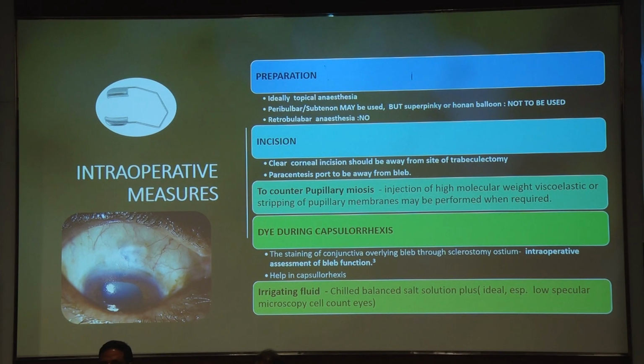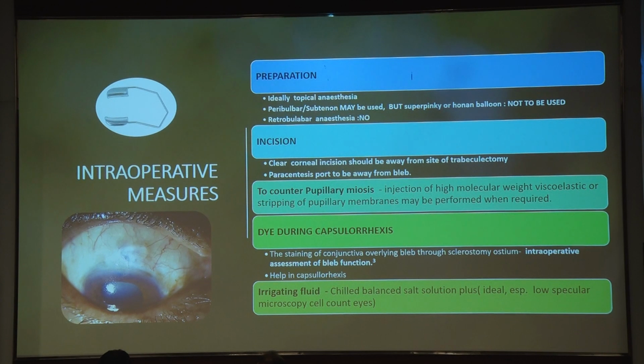Paracentesis port has to be away from the bleb. To counter pupillary miosis, injection of high molecular weight viscoelastic or stripping of the pupillary membrane may be performed when required. Dye during the capsulorhexis if you require, depending upon the grade of the nucleus and the red glow. The staining of conjunctiva overlying bleb through sclerostomy ostium, intraoperative assessment of the bleb function is important.